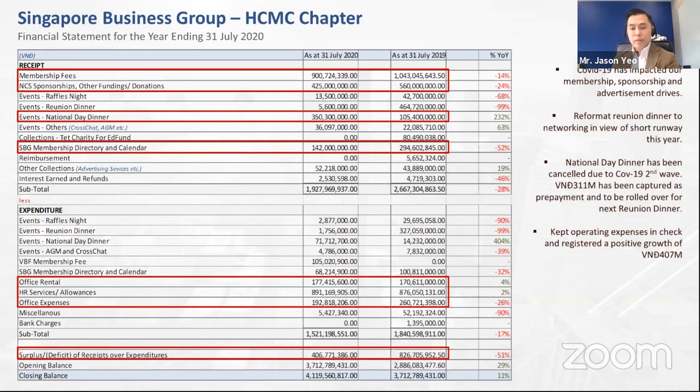Now, we just want to take this chance to also thank our members and national corporate sponsors for your strong and relentless support in the year 2020. Now, in terms of our expenses, I must say this is largely a very responsible set of financials. We have kept our operating expenses in check and still managed to project a growth of 407 million into our fiscal year. All right. Next slide, please.